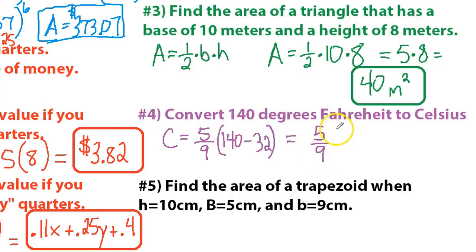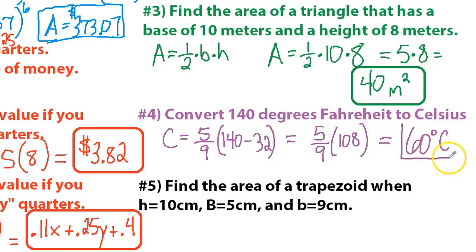So we have 5/9 times 108. So times it by 5/9. You can times it by 5 and divide by 9. We get 60 degrees Celsius. Woo! 60 degrees Celsius. That's really hot. Yikes. Last question. Find the area of a trapezoid when h equals 10, big B equals 5, and little b equals 9.